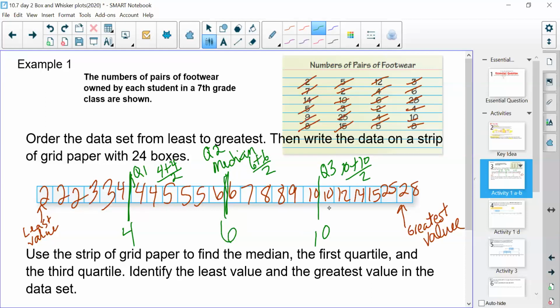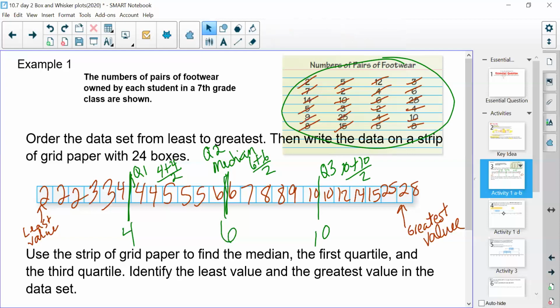Let's go ahead and put that onto a graph to make sense out of this data, because a picture would make a lot more sense than a bunch of random data points, 24 data points just sitting on a piece of paper. So we're going to go make a picture out of this data. Let's go check it out.